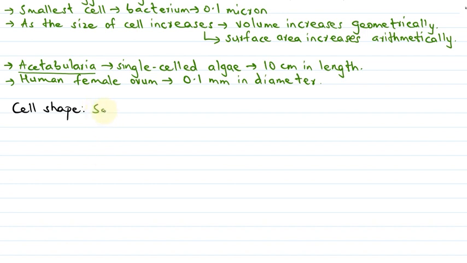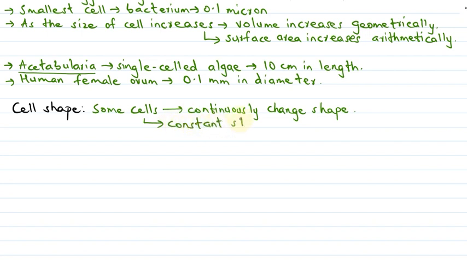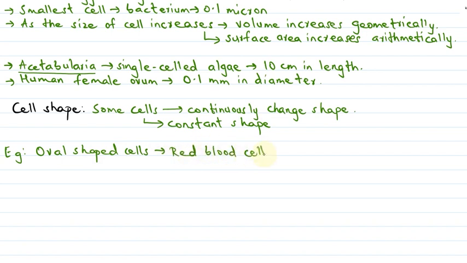So there are some cells that continuously change their shape, whereas there are some other cells which have a constant shape. They have a constant shape throughout their existence. So some cells may be oval-like. For example, different types of shapes we would be considering now. Oval-shaped cells, for example, the red blood cells are oval-shaped cells.